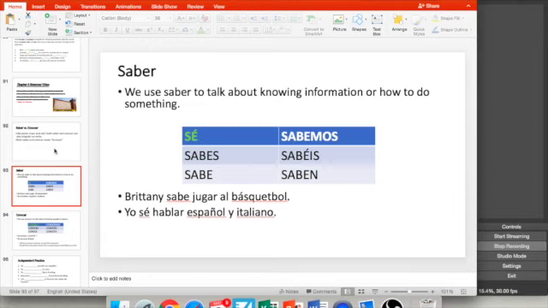Now, what you really need to know, though, is that saber and conocer are the two verbs in Spanish that both mean to know. So you learned in a previous chapter about ser and estar, which both meant to be. And I gave you topic and place to figure out which one worked for to be. It's the same thing here with saber and conocer, but sort of on a smaller scale. Okay, so saber and conocer both mean to know.